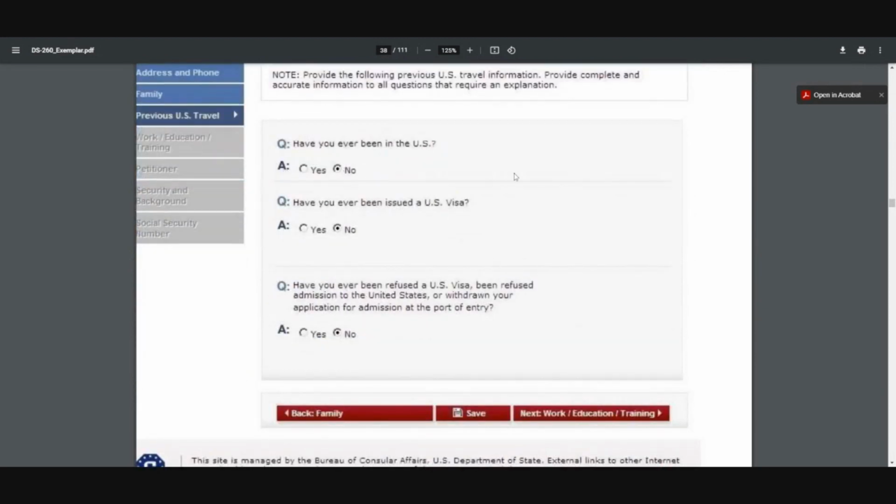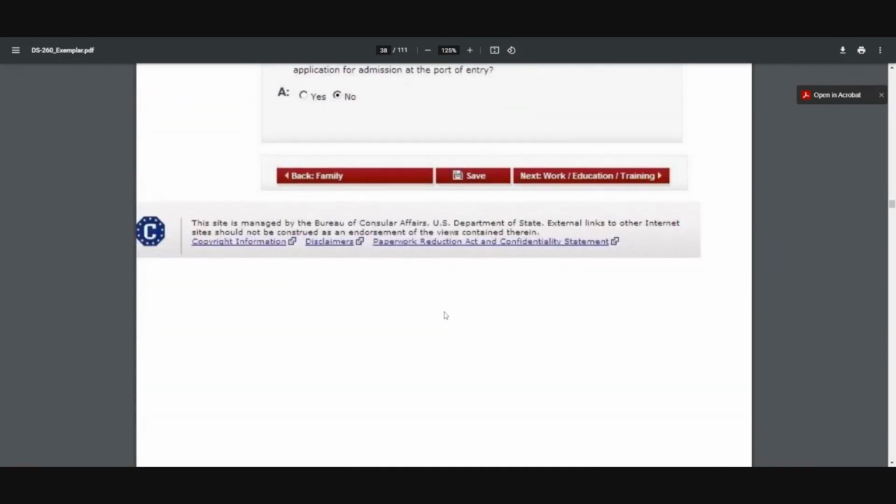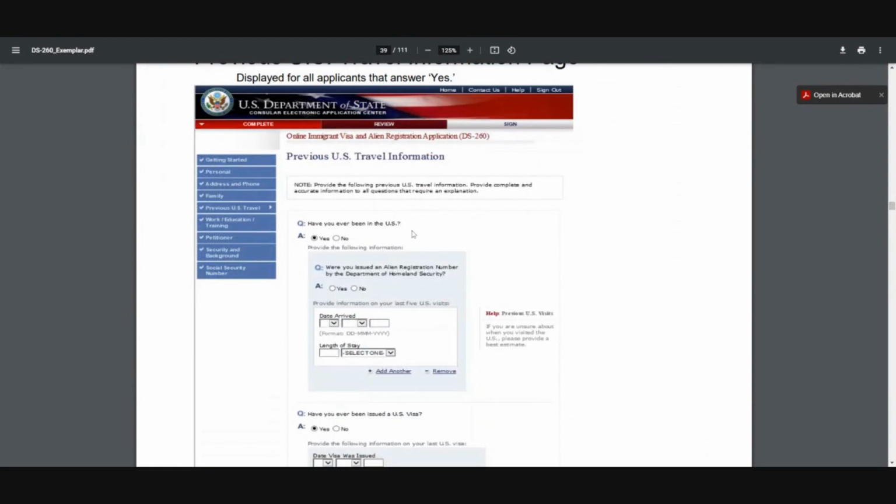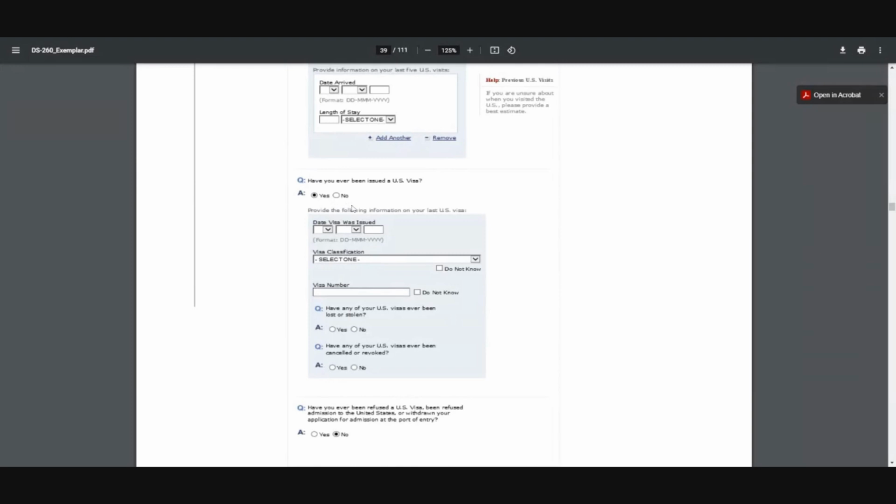Yes or no? Depends on an individual. Have you ever been given a visa? Depends on an individual. Or have you ever been refused a visa? Depends on an individual. Make sure that you say the truthful answers. If you have been to the US, whatever the date you have arrived, the date you got the visa, write all that information over here, especially if you have come here in the US.